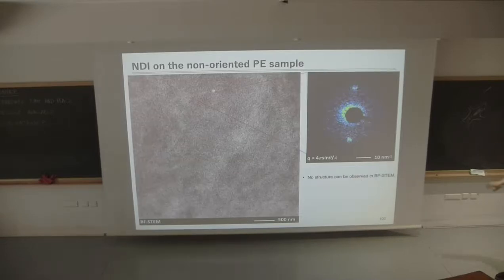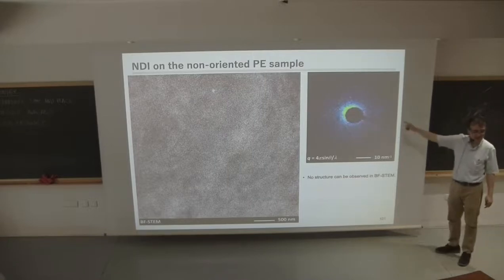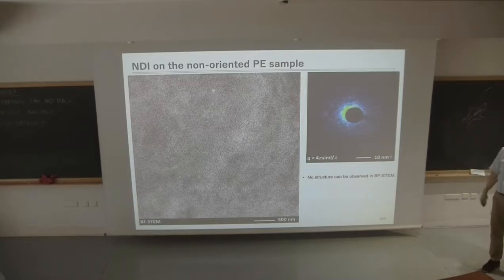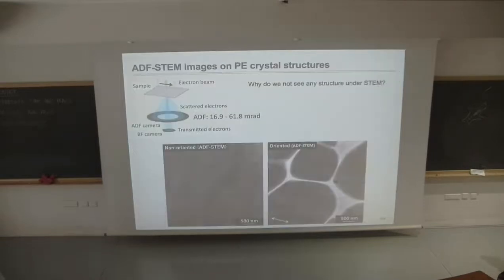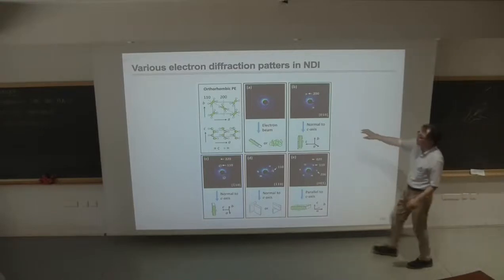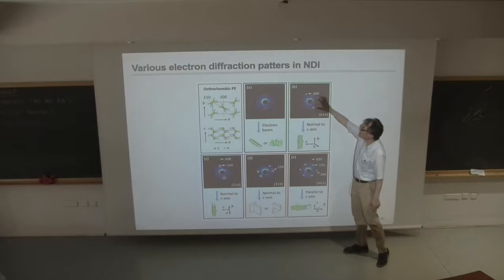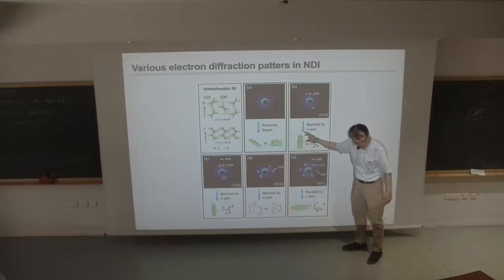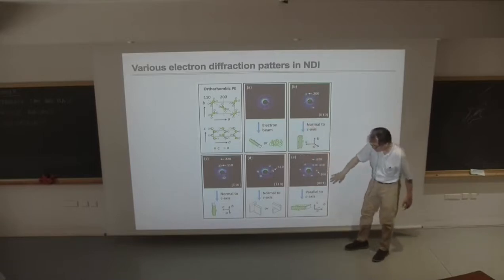Okay, so for the non-oriented sample, we do the same thing. So the diffraction varies very much, right? So that represents that the chain orientation is sort of random. Okay, I spent much more time, so I'll just skip this part. We get many types of the diffractions. So depending on the type of the diffractions, we can assign how the lamellar crystal is oriented with respect to the beam.